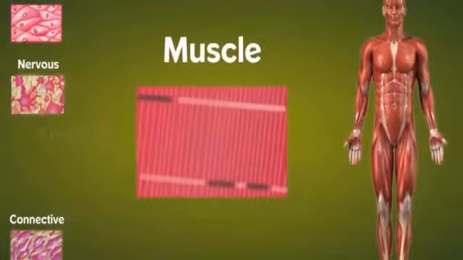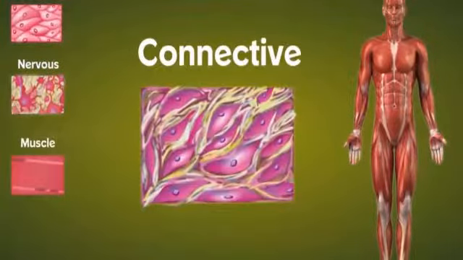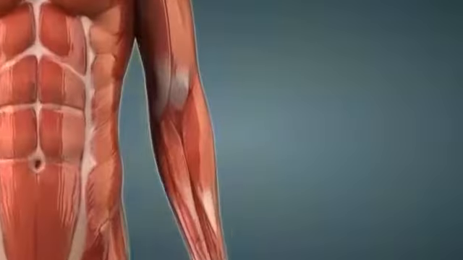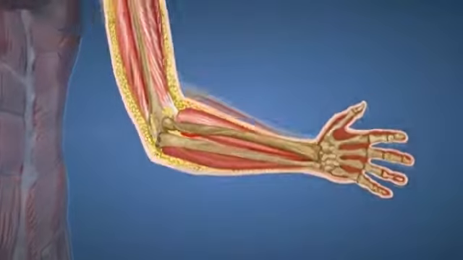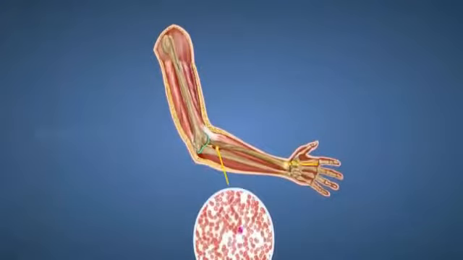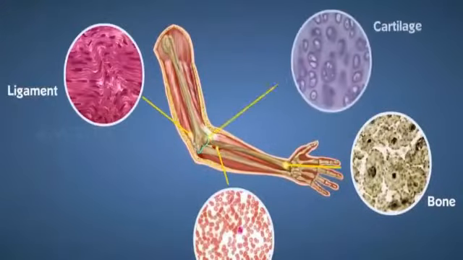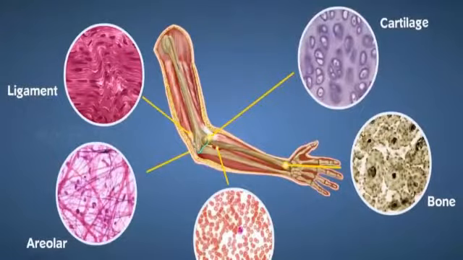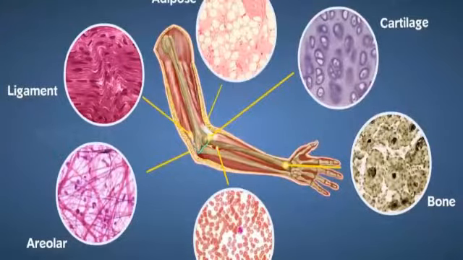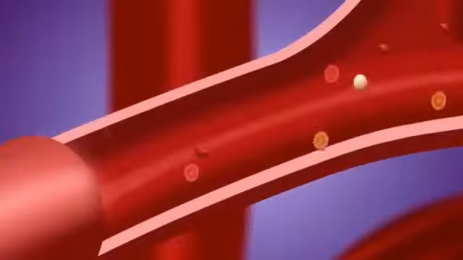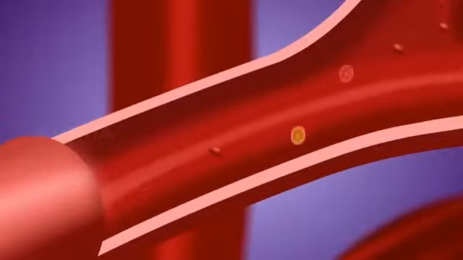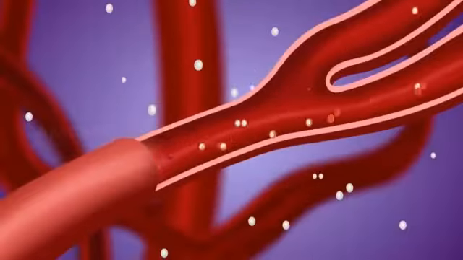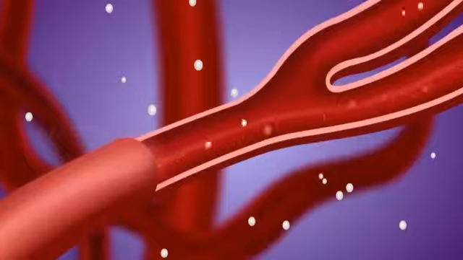The final tissue we look at is the connective tissue that binds and supports body parts and transports materials. Connective tissues are subdivided into blood, bone, ligament, cartilage, areolar, and adipose tissue. The blood contains RBC, WBC, and platelets that transport gases and other materials to different parts of the body. Blood has a fluid matrix.